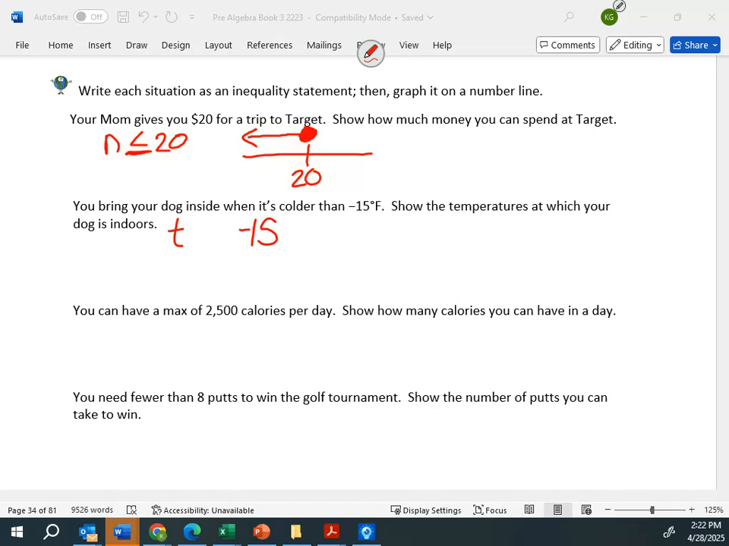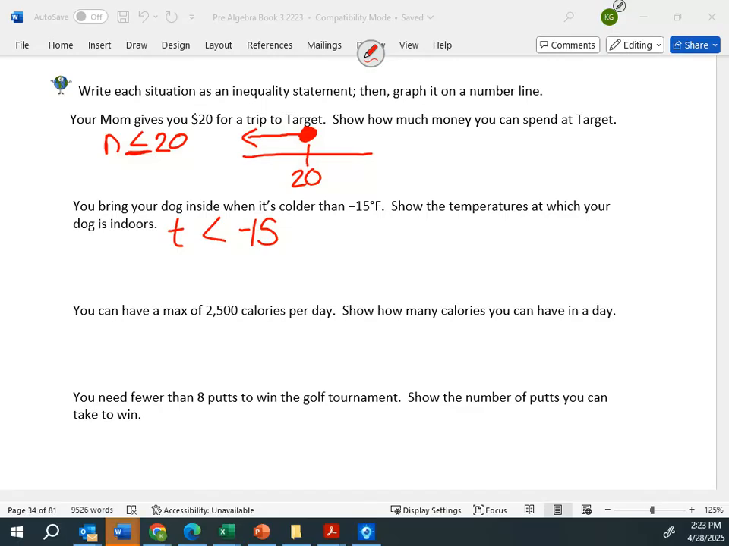Not when it's -15 or colder, but it's colder than. So it's not going to be equal to. And if it's colder than -15, it is a number smaller than -15. Think about that thermometer. We're going down, down, down. So my temperature has to be less than -15 degrees.